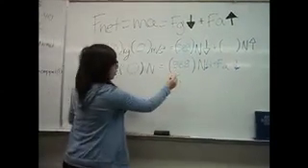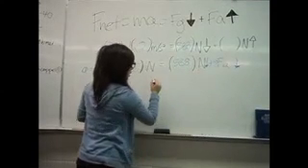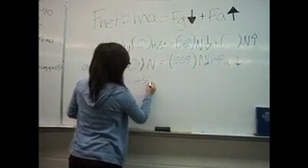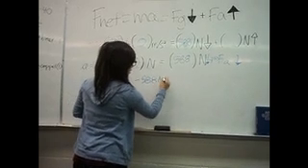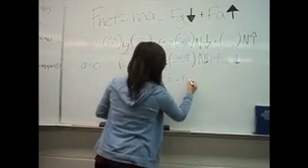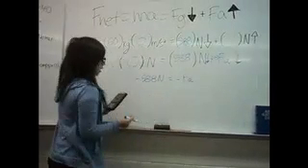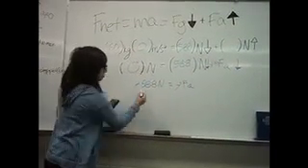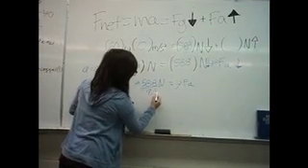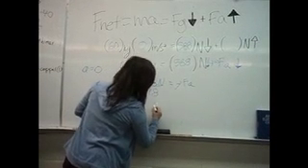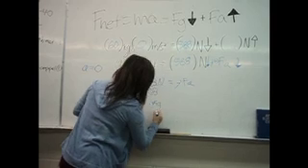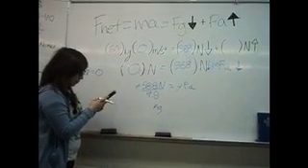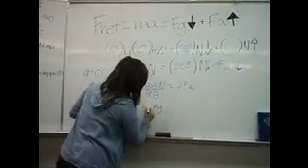And now we can bring this one over to this side. So it would be negative 588 newtons equals negative 465. And now, since they're both negative, it just cancels out. And we can divide this by 9.8 to get kilograms, which is 60.